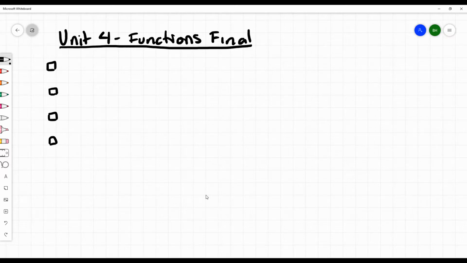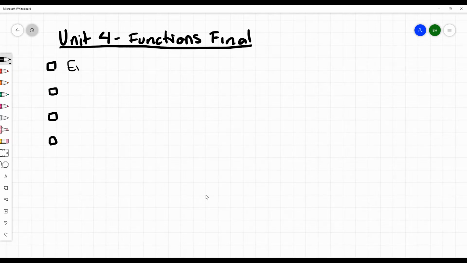This one is going to serve as a quick review over the functions final that we're going to have at the end of this week. And for that, let's just jump right in. So this functions final is going to have a couple different components to it that I'm going to look to see if you can execute.